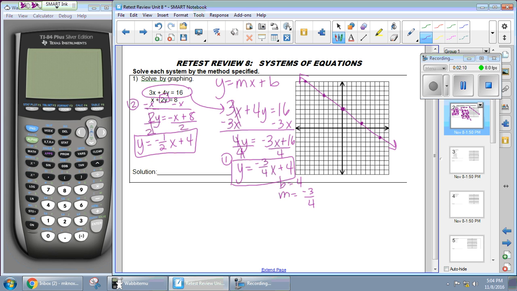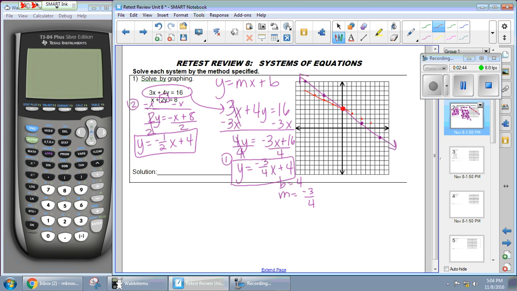My next equation is negative 1/2 x plus 4. I'm going to graph this one here at 4. Look, they already overlapped. I'm going to draw a little bit more of this graph. The slope is negative 1/2, so I go down 1, forward 2. The other side, I go up 1, back 2. Got a few points there.